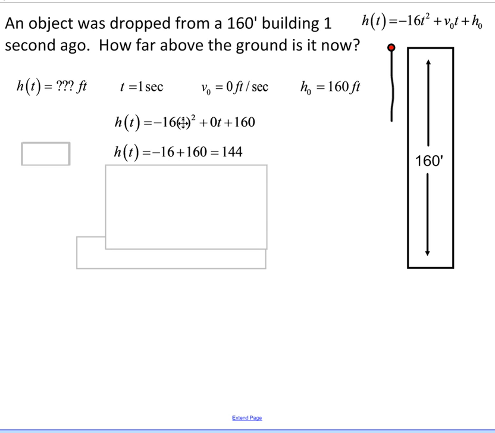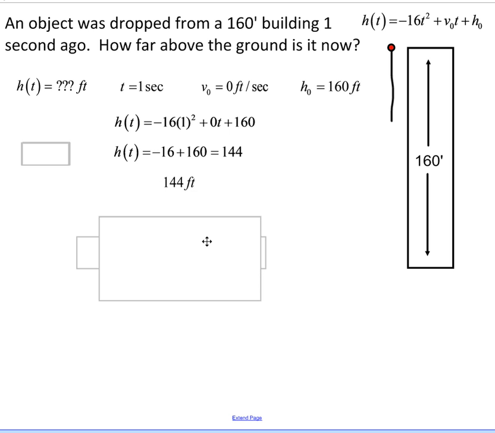You go ahead and square the 1, you get negative 16. The 0t term drops out. You have negative 16 plus 160, and that's equal to 144. So the answer to the question is, it was 144 feet above the ground 1 second after being dropped.